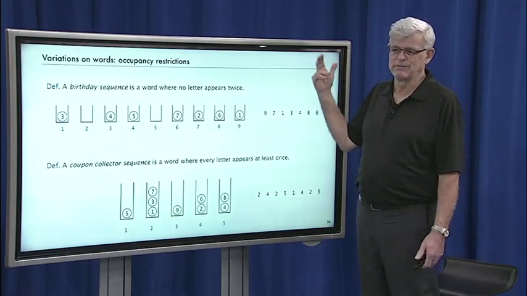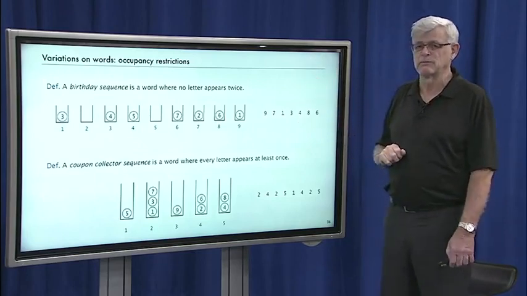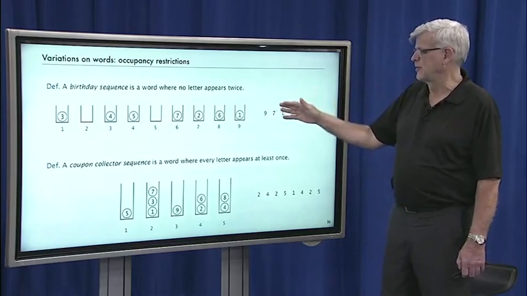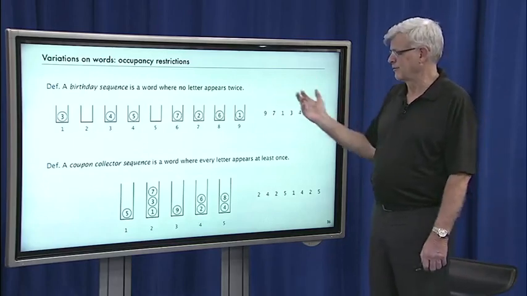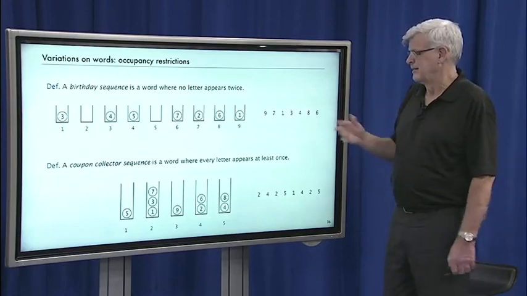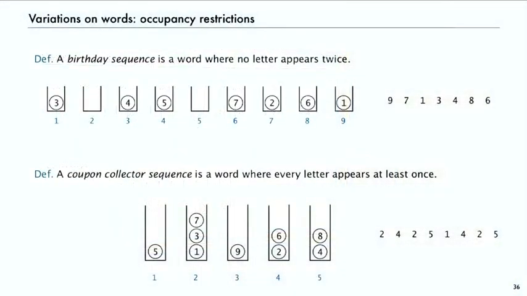And again, if you want to see many more details about these, go to part 1 of the course. So a birthday sequence is a word where no letter appears twice. We throw the balls in the urns, and we never get 2 balls in an urn. A coupon collector sequence is a word where every letter appears at least once.